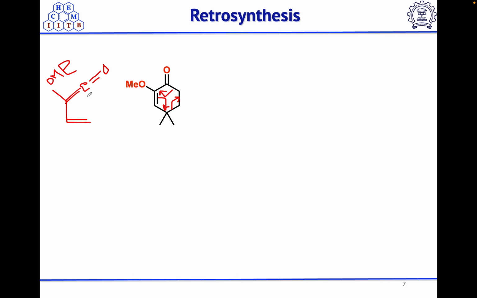So this is a diene, and what will be the dienophile? Oh, sorry, there is a dimethyl substituent here. And what will be the dienophile? The dienophile will be simple ethylene. So now you just comment on whether this Diels-Alder reaction between this diene and dienophile will happen or not.